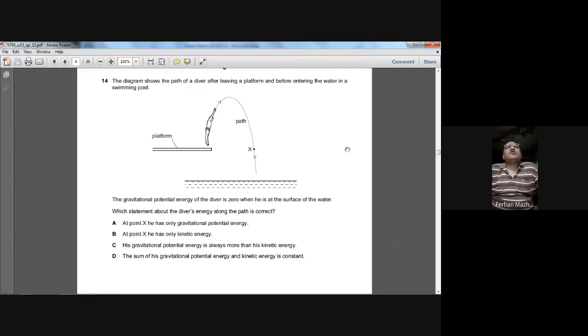The diagram shows the path of a diver after leaving a platform and before entering the water in a swimming pool. The gravitational potential energy of the diver is 0 when he is at the surface of the water. Which statement about the diver's energy along the path is correct?